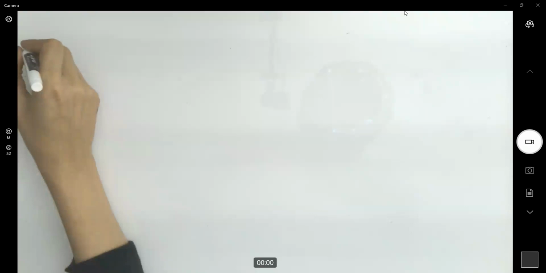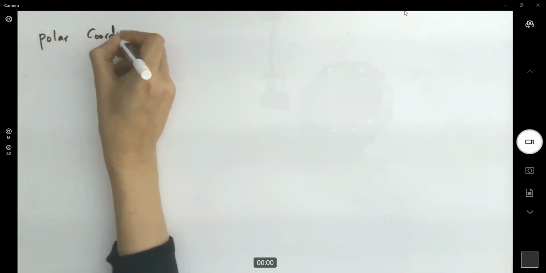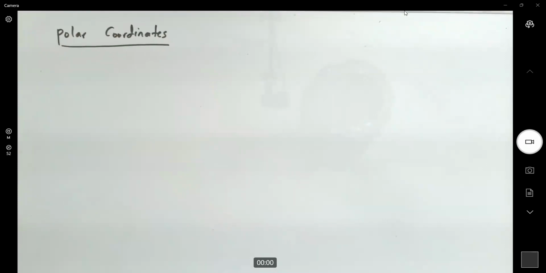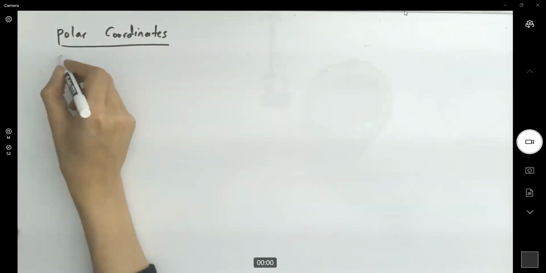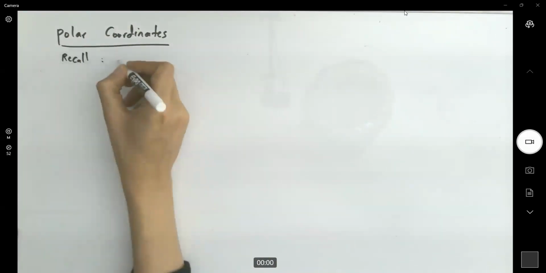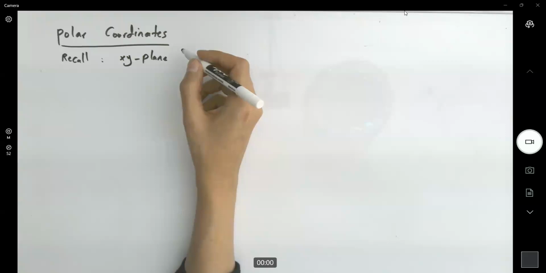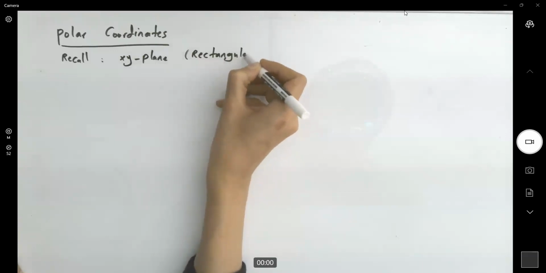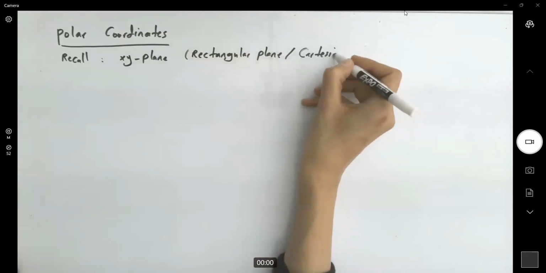So let us talk about polar coordinates. Well, first of all, recall from what you learned in algebra and pre-calc, we talked about only the x, y plane, or another name for it is a rectangular plane or Cartesian plane.